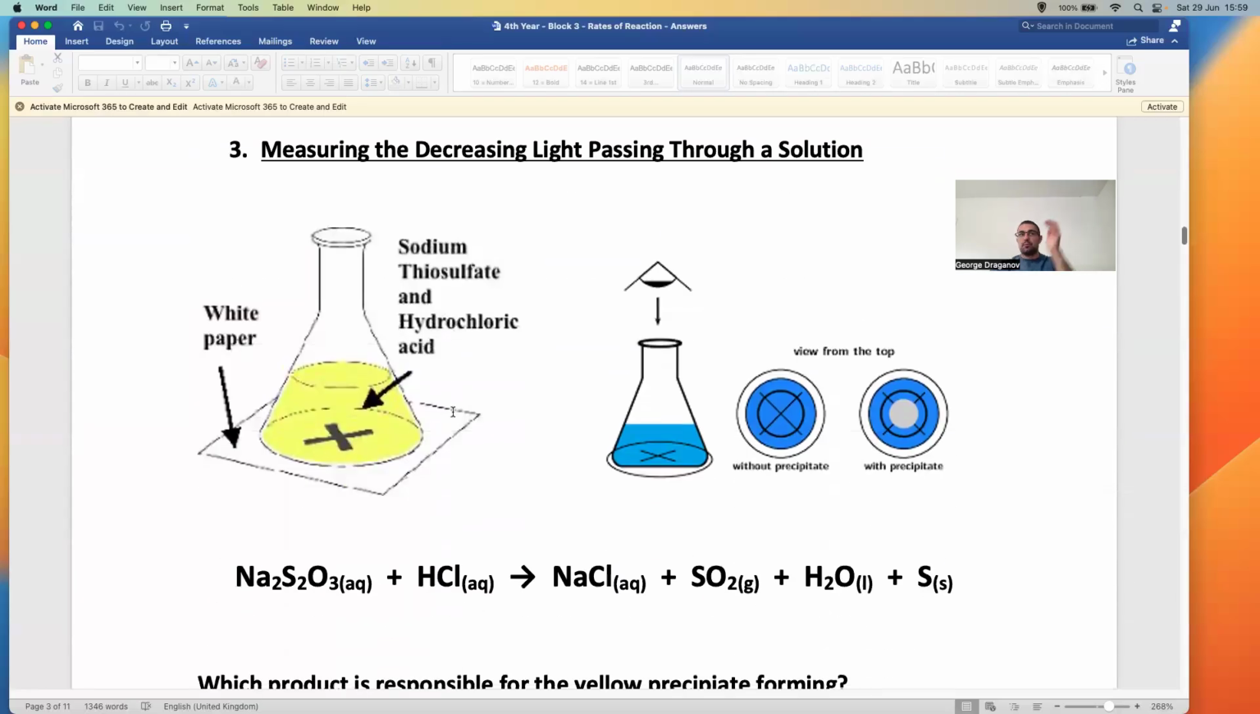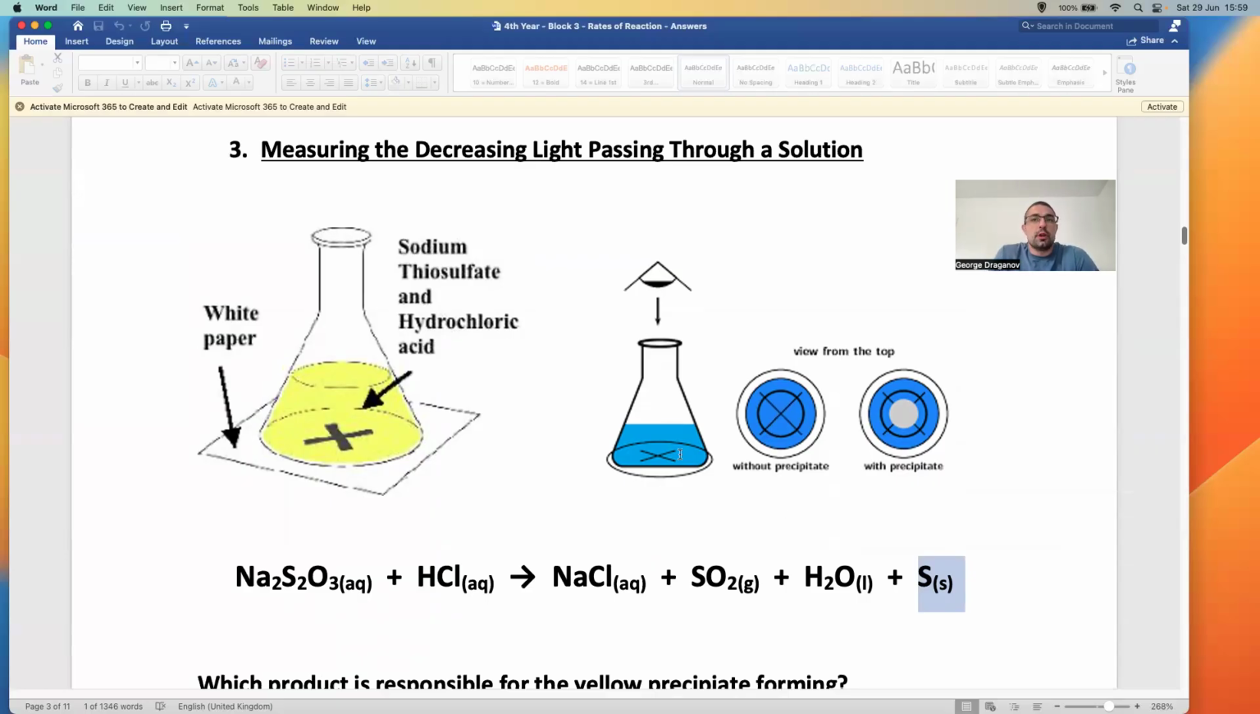The next one is if you have a precipitate forming. So this is one of the required practicals, the sodium thiosulfate practical. It produces a gas, but we don't look at catching this gas. Instead, we look at this sulfur precipitate. Now, it's supposed to be a yellow solid, the sulfur. However, it appears as a white precipitate.